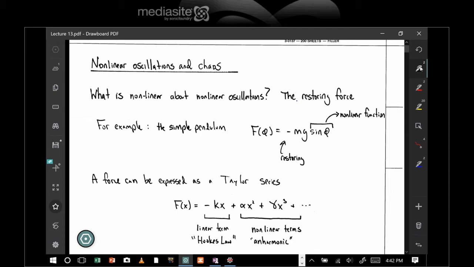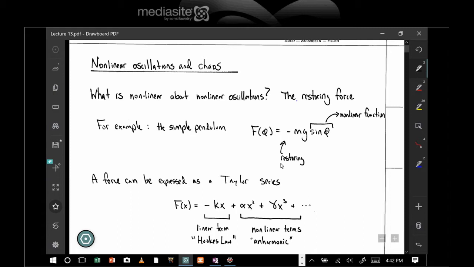Okay. So far in class, we've looked at a linear restoring term under a couple of different conditions. We looked at simple harmonic motion. We looked at a linear restoring force with a damping term, and also we looked at driven systems with a linear restoring force and also some damping term. So now what I'd like to do is specifically look at nonlinear oscillators and the route to chaos.